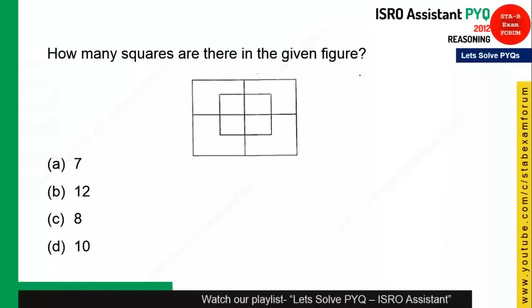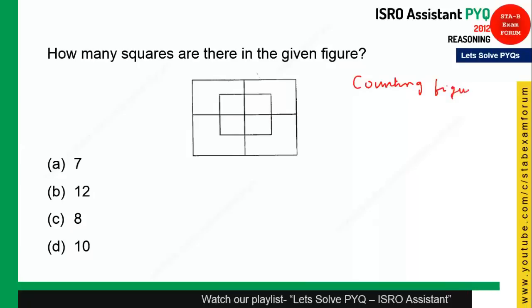This is from the counting figure. This is from the non-verbal. Okay, counting figures. So here you need to count the number of squares. It is very simple one. Okay, so first see the largest box. Okay, so this largest has 1 square, then this is 2, this is 3, this is 4, this is 5, this is 6, this is 7, this is 8, this is 9, and this one is 10. So option 10 is the right answer.